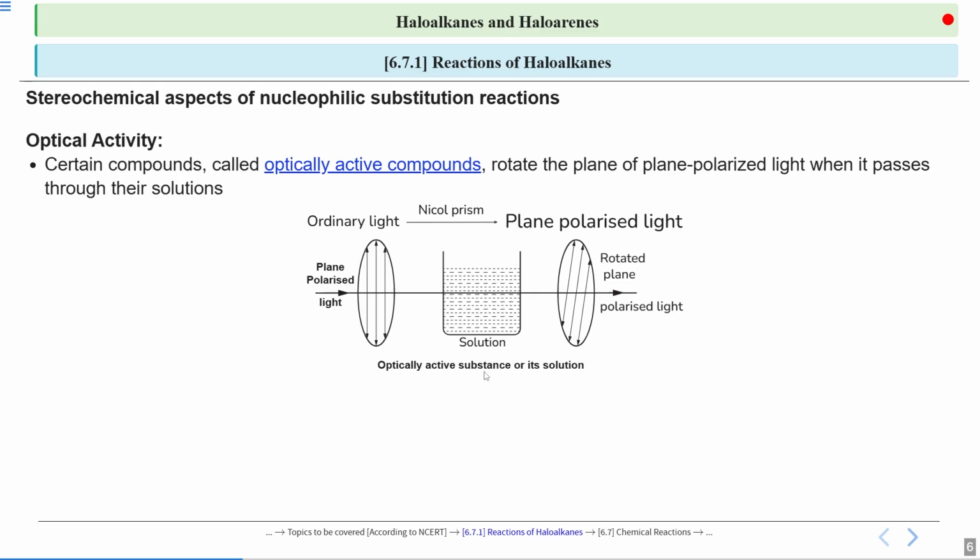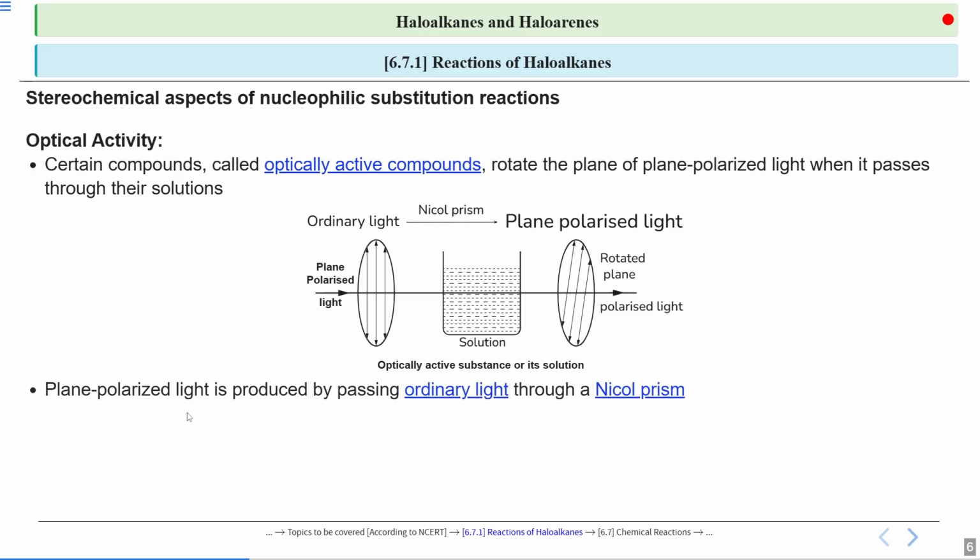So due to the presence of optically active compounds in the solution, when you pass plane polarized light through the solution, its plane is going to be rotated and you will get rotated plane polarized light. Plane polarized light is produced by passing ordinary light through a Nicol prism.